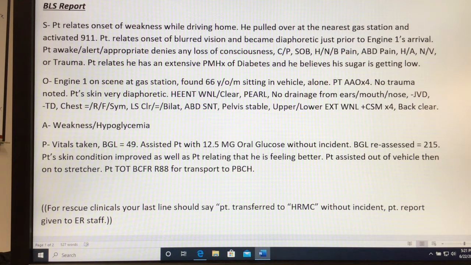Patient relates onset of weakness while driving home. He pulled over at the nearest gas station and activated 911. Patient relates onset of blurred vision and became diaphoretic just prior to Engine 1's arrival. Right? So that is him telling me what happened. And sometimes it's just as easy as me saying, "Hello, sir. What's going on today? What happened? What made you call 911?" And let the patient respond back in their own terms as to what they feel like the emergency is today.